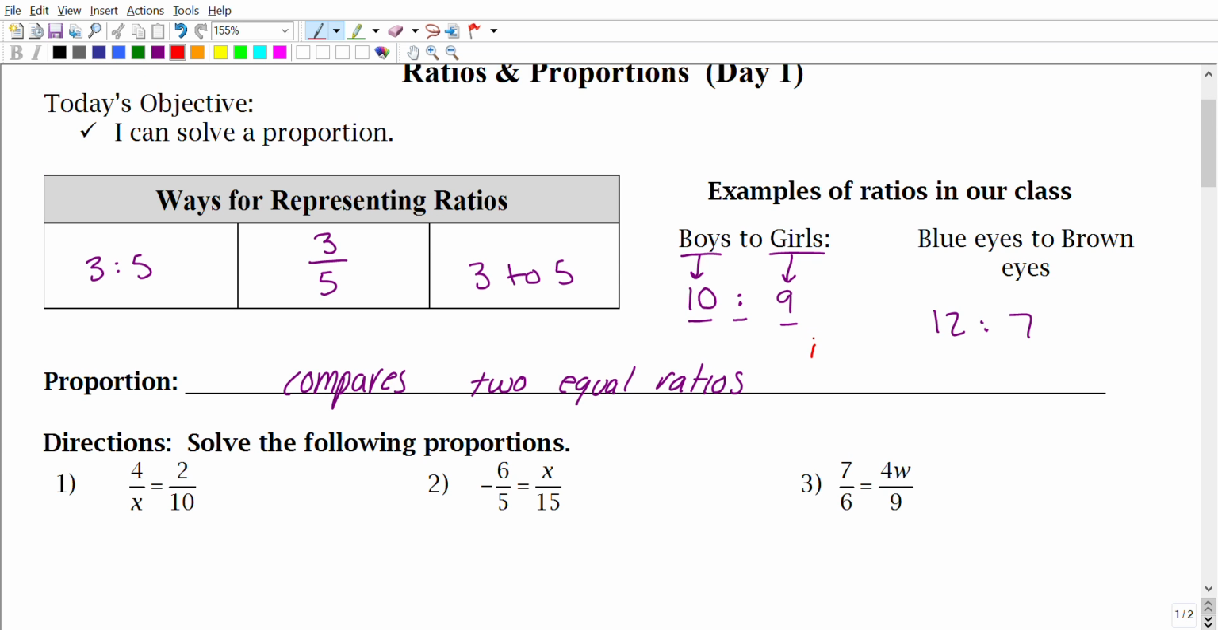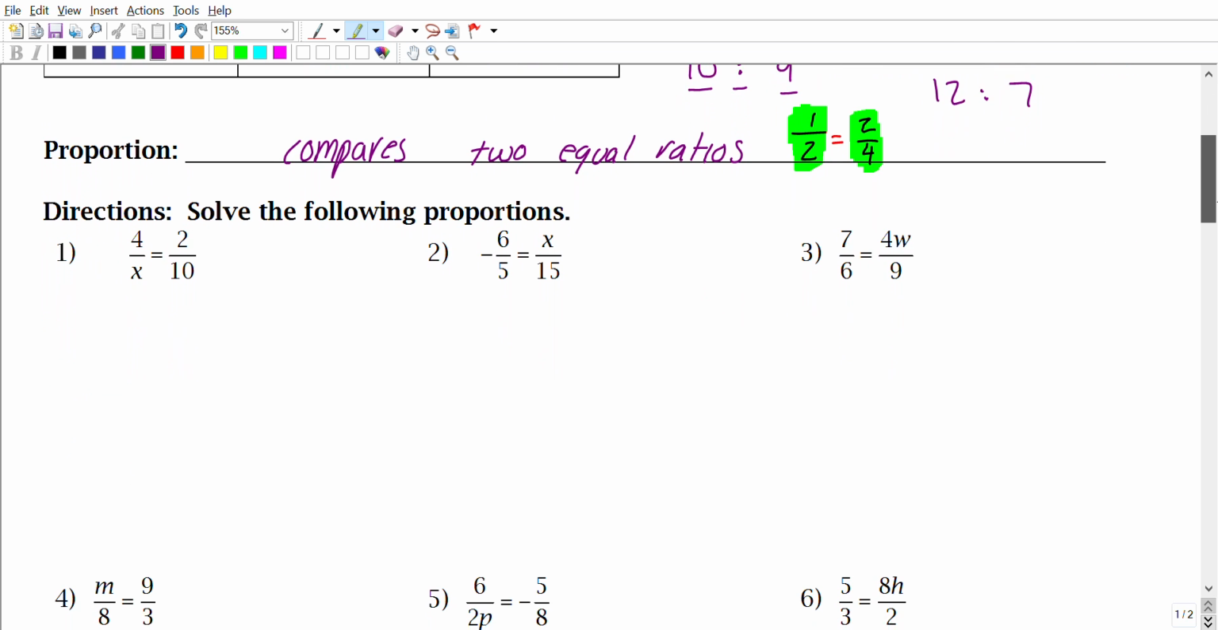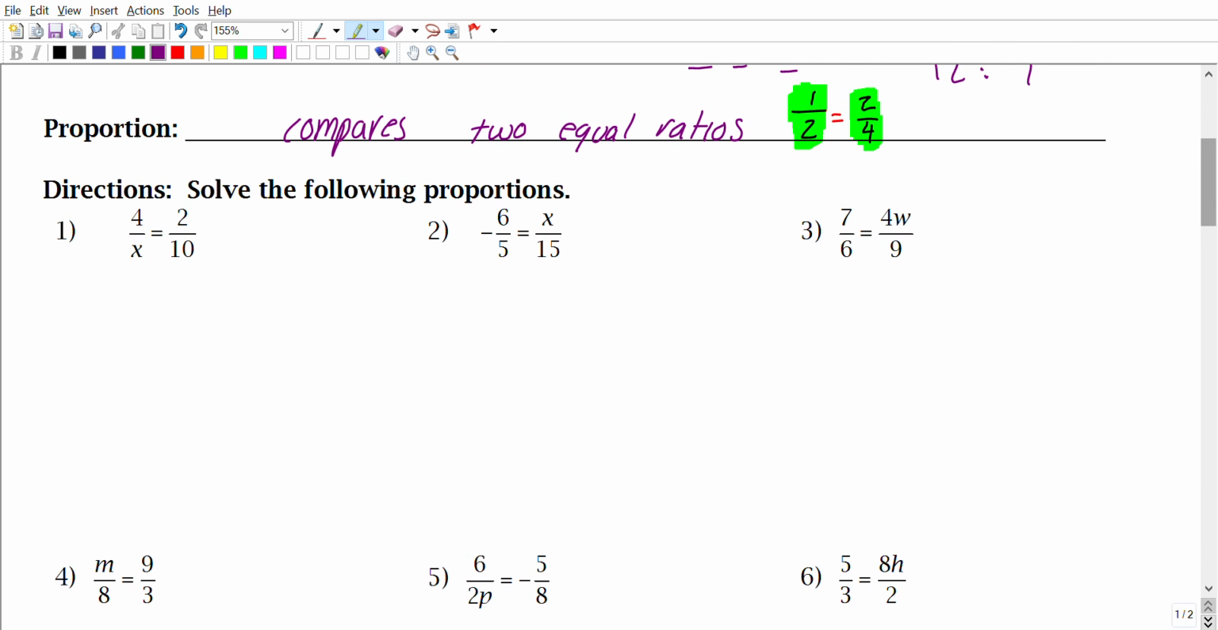So if we have 1/2 equals 2/4, well, we know that 2/4, if you were to reduce it, would just turn into 1/2. So 1/2, let me highlight that real quick. So 1/2 is equal to 2/4. Okay, so those two are equal to each other, hence they are a proportion. So let's go ahead and look at a few examples of proportions and how we can solve them.